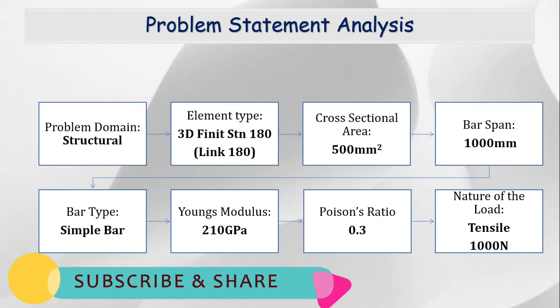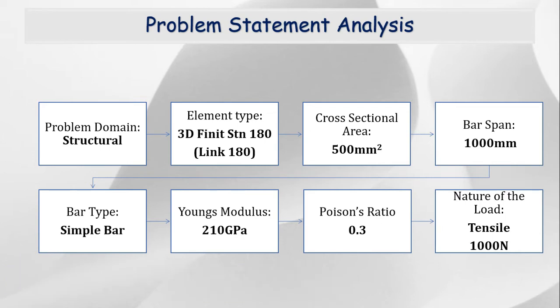Taking the inputs from the problem statement, since this is a mechanical element and is subjected to mechanical forces, it shall fit itself into the structural domain. The element that we shall be using in modeling using the ANSYS APDL is 3D finite STN180 or simply called as Link 180 element. The cross-sectional area of the bar is 500 mm square. The total length of the bar is 1000 mm and the bar is not having any complexities in the geometry. It is having a uniform cross-section throughout and hence it is considered to be a simple bar.